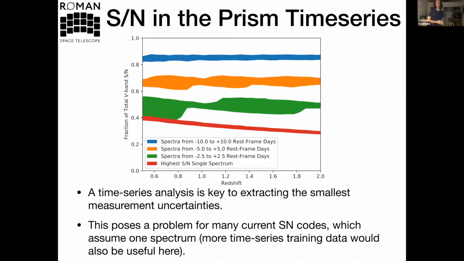You get about half the signal to noise of the total time series within 2.5 rest frame days of max, about 2/3 within 5 days, and something like 85% within 10 days. So really, you want a time series analysis to get all of the signal to noise out of the data. We've been doing some analyses with time series, but there are some analyses we can't do, like we can't put these into SNID to do classifications. More time series training data would be very useful here, but we also have to think more about our analysis tool.